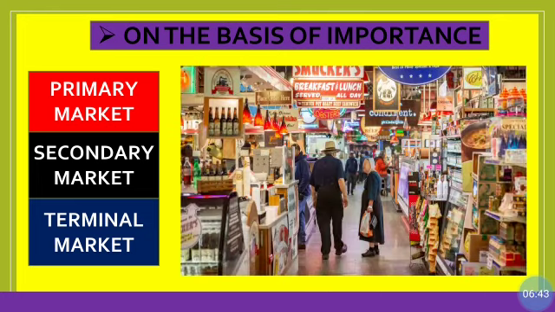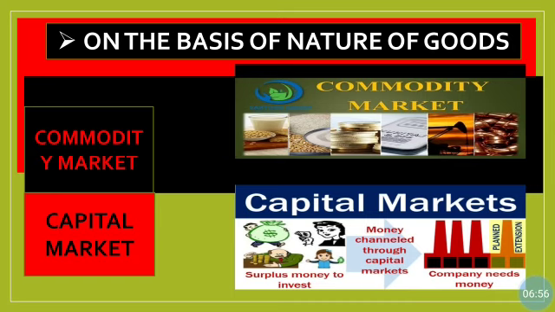Now let's see terminal market. Terminal markets are like a mandi with modern infrastructure and amenities where goods are sold to the ultimate consumers directly. On the basis of nature of goods, market has been classified into two types. One is commodity market, another is capital market.